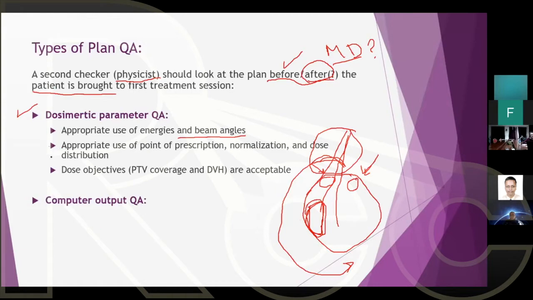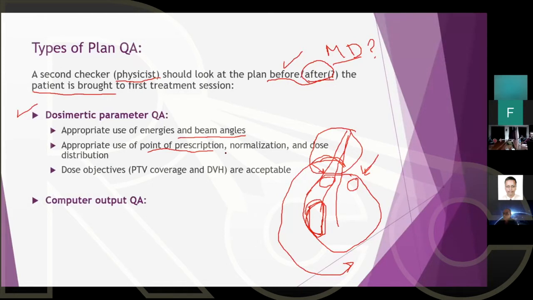Other things that the second checker has to look into when you're talking about 3D CRT plans is where the point of prescription is. And this happens very frequently, in breast cases. From my personal experience, I usually return about 10% of the breast cases where the point of prescription is right there at the chest wall lung interface. I don't know why they do that.